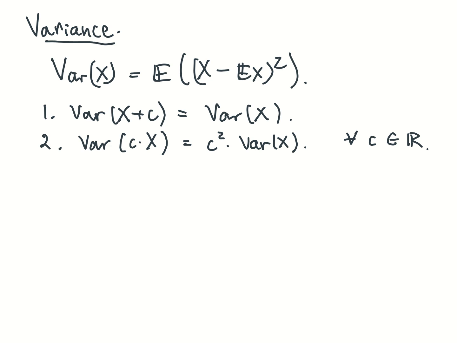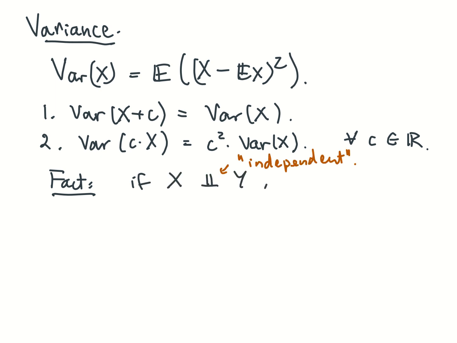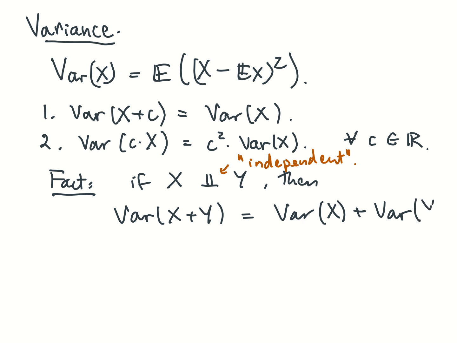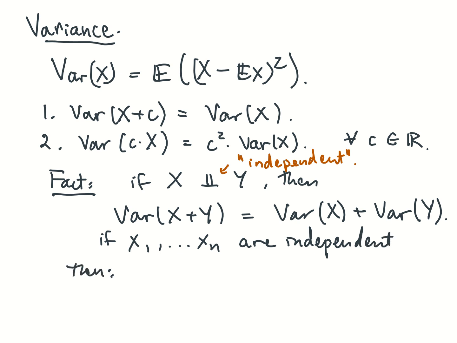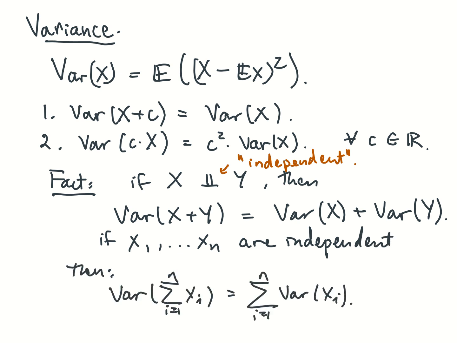The variance is extremely useful in probability because of the following fact. If x and y are independent, then variance of x plus y equals variance of x plus the variance of y. In general, if x1 up to xn is a sequence of independent random variables, then the variance of the sum is the sum of the variance.